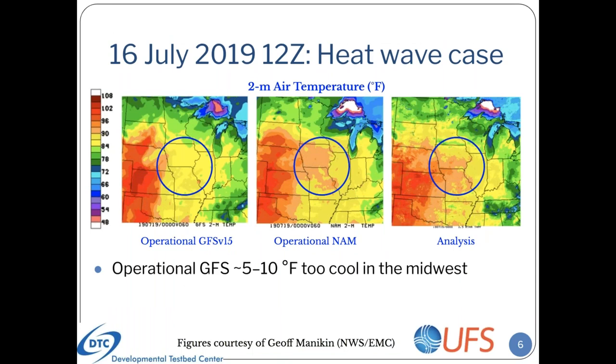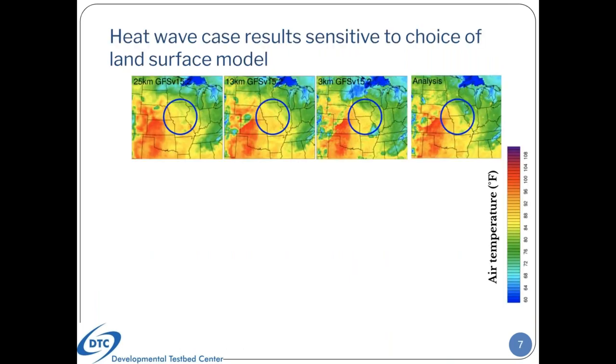So the second case that we looked at was the heat wave case that occurred in midsummer of 2019 over the Central Plains and Midwest. For this case in operations, you can see that the operational GFS was a good 5 to 10 degrees Fahrenheit cooler than the analysis shows, whereas the operational NAM actually gave a pretty solid forecast for this event. When we attempted to reproduce this case within the short range weather app, we actually weren't able to do that.